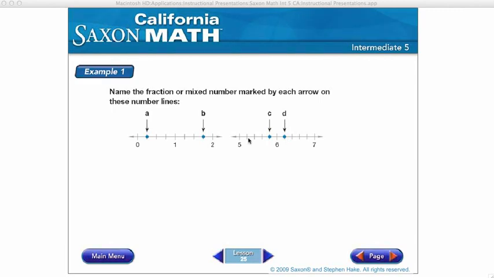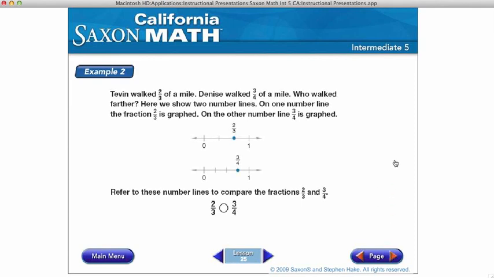All right, let's look at example 2. Okay, Tevin walked two-thirds of a mile. Denise walked 3/4 of a mile. Who walked further? So here I have 2 number lines. My first is divided into thirds, 1, 2, 3. And my point is at the 2/3. And here's my other number line, 3/4. 1, 2, 3, 4 spaces from 0 to 1. And my point is at 3.